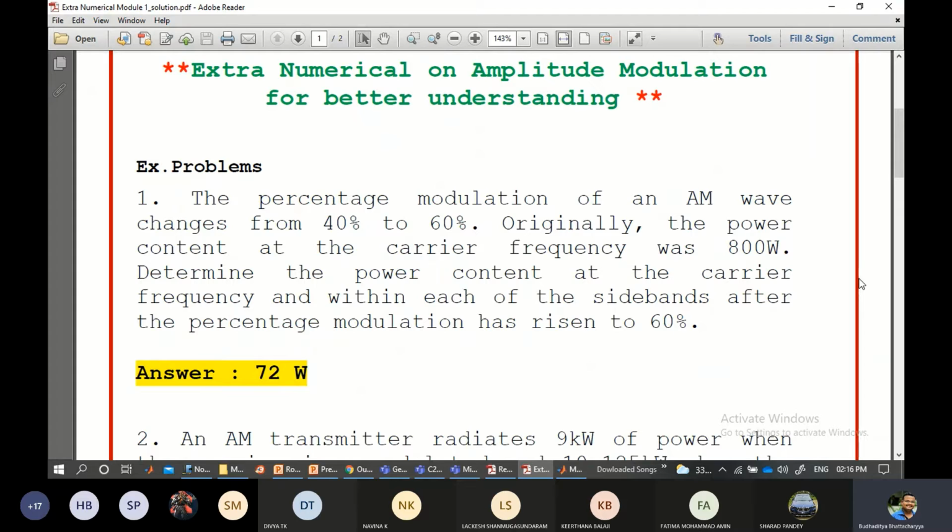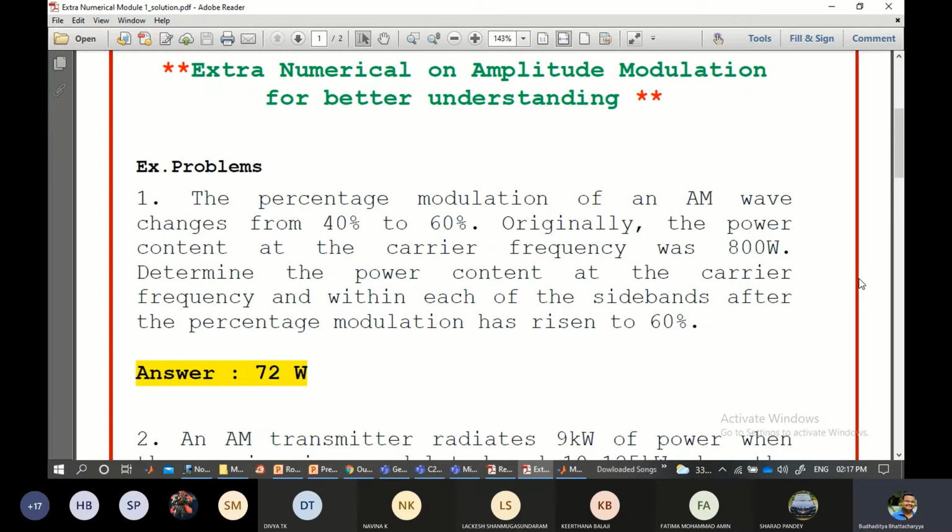Got it? So two things we have understood from this question. One is the carrier power, and a very important observation actually, that the carrier power will remain constant. Already we have discussed this with the equation. But the interpretation is what you are supposed to know and understand and give the answer.